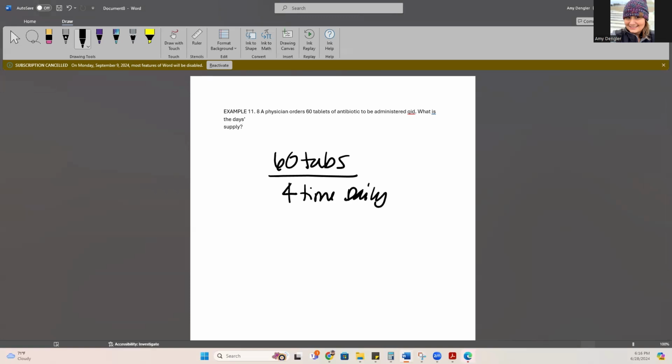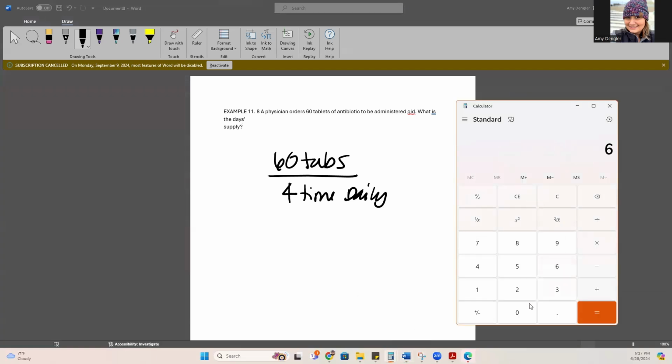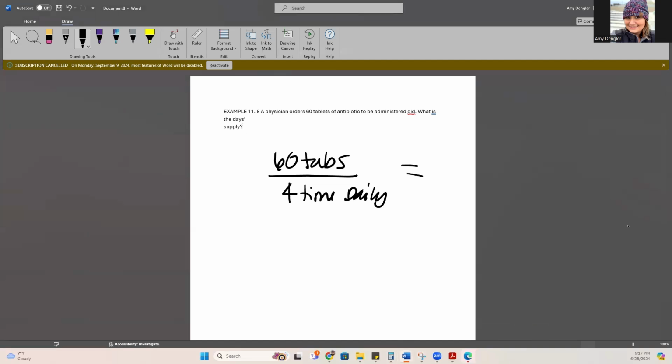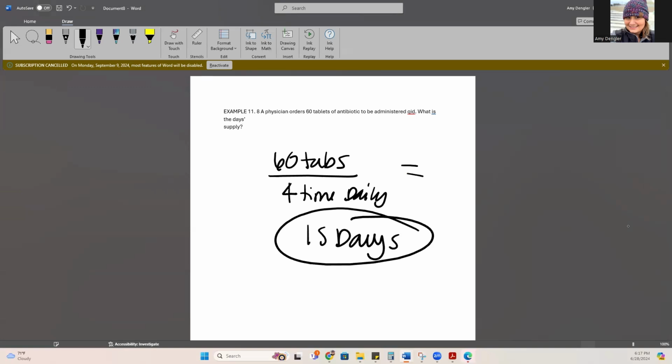So we're just going to do a simple division problem of 60 divided by 4. That means that this prescription is going to last for 15 days.